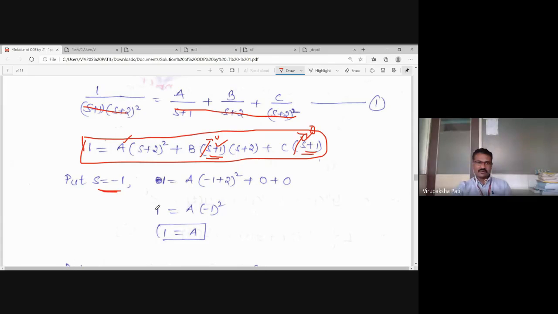Here you are left with 1 is equal to a into (minus 1 plus 2) whole square. This is 0, this is 0, I have written here. So 1 is equal to a into (minus 1 plus 2) whole square, it becomes plus 1 whole square. Plus 1 whole square, whether it is plus or minus, don't worry, it becomes 1. So a is equal to 1, you will get this value as 1.